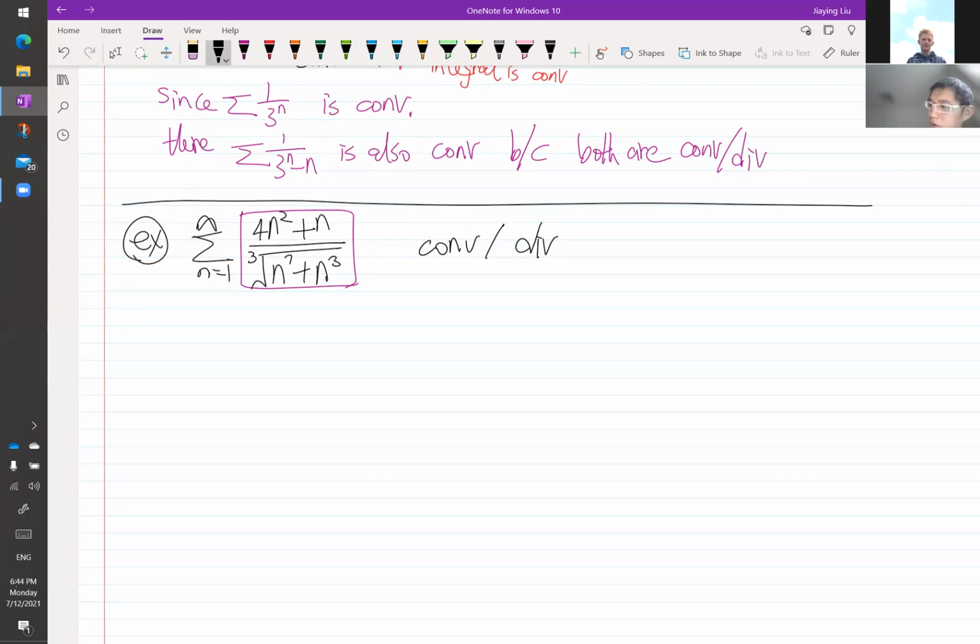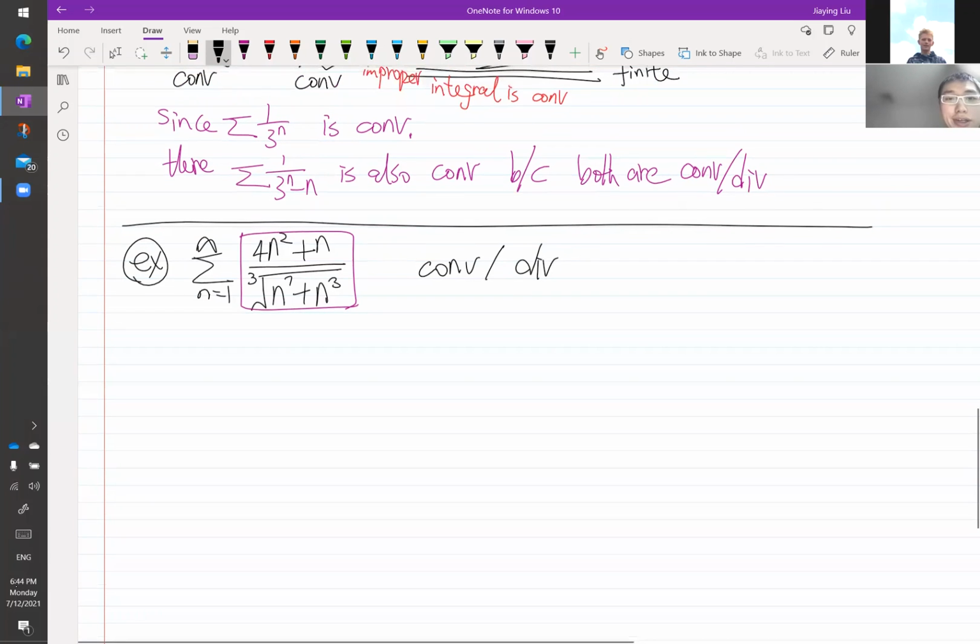I just realized that I have not worked out this problem yet. I feel like I'm going to make mistakes here. Let's see. Hopefully not.